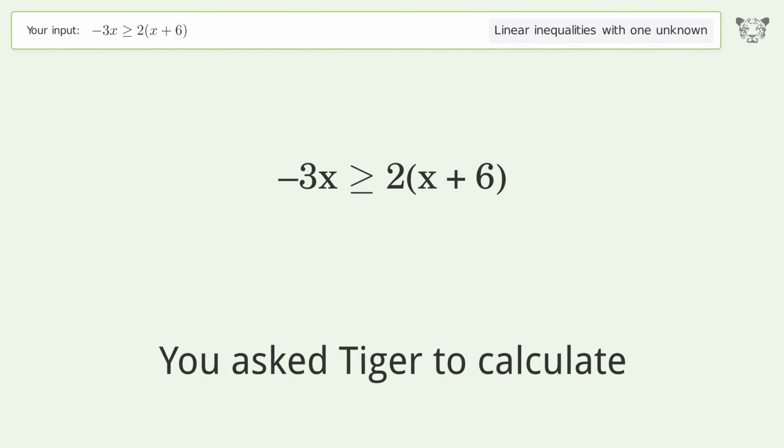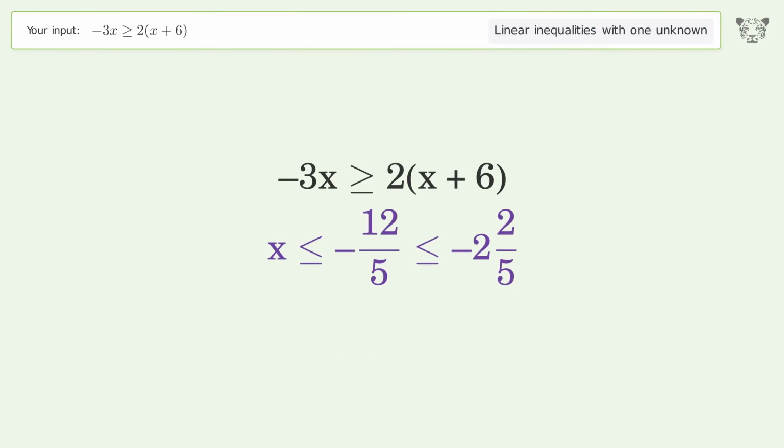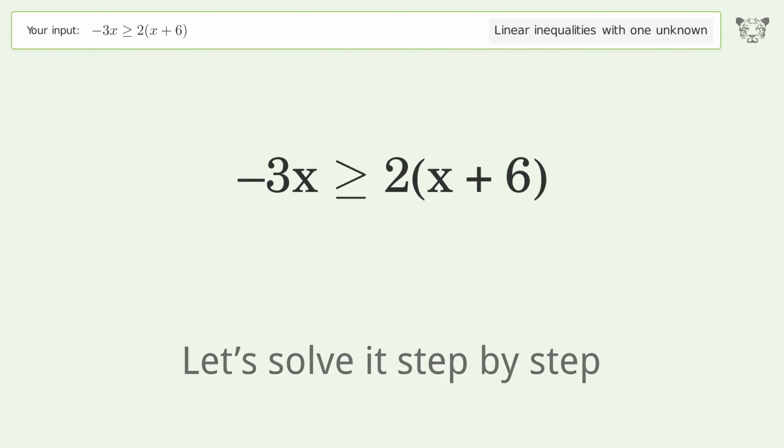You ask Tiger to calculate. This deals with linear inequalities with one unknown. The final result is x ≤ -12/5 ≤ -22/5. Let's solve it step by step.